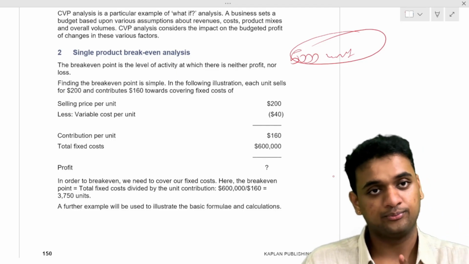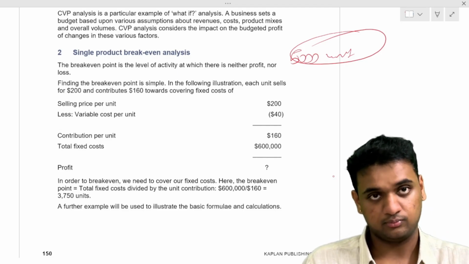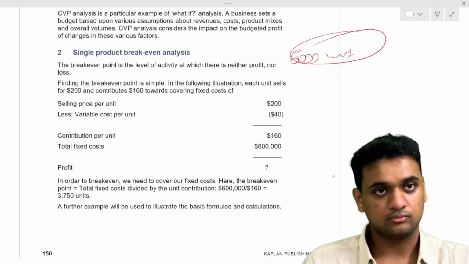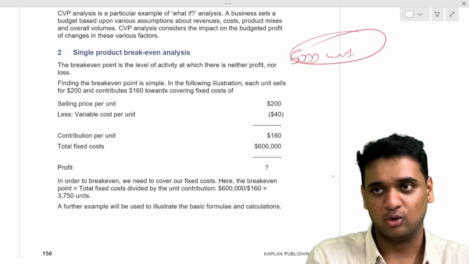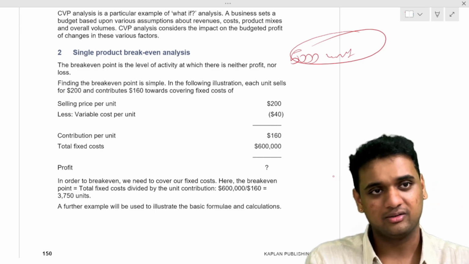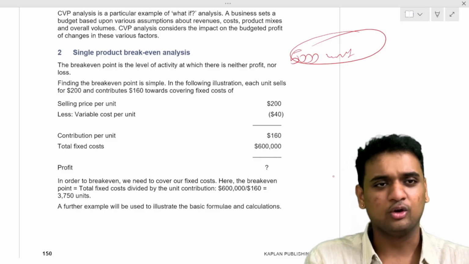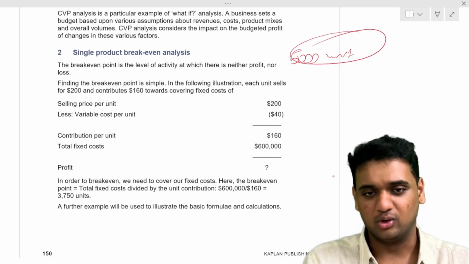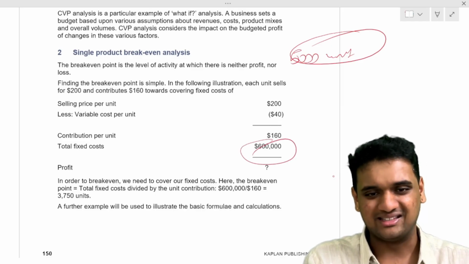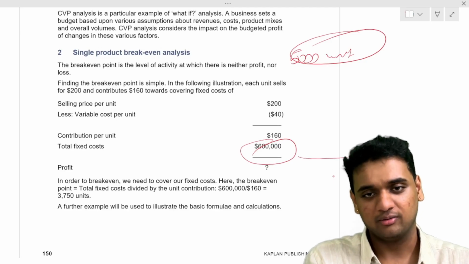Got it? Okay, got 2 lakhs. Very easy. How many units? 5,000 units are sold. What is the selling price per unit? 200. 5,000 units into 200 minus 5,000 units into 40, you will get the total contribution. Minus 6 lakhs fixed cost, you will get your profit.